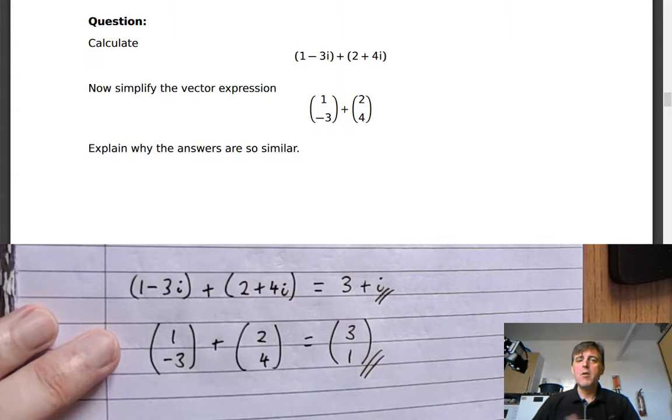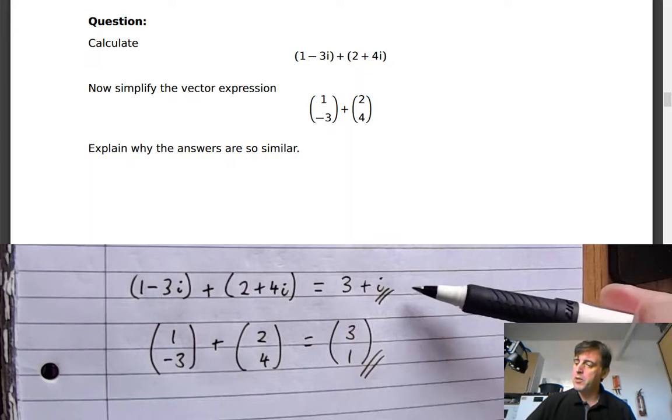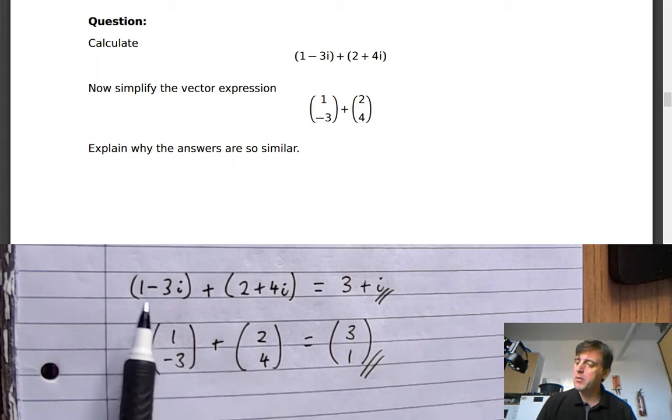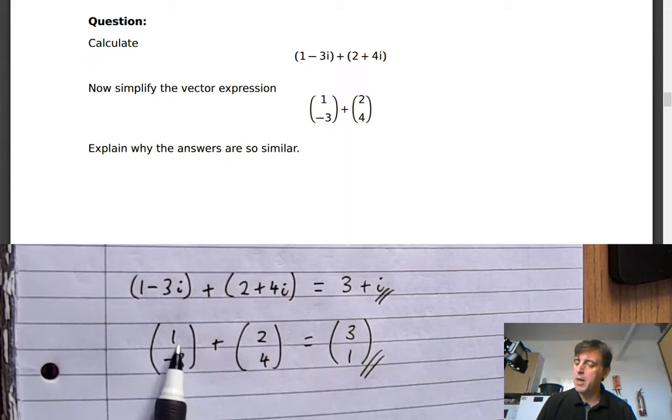So I asked, why are these answers so similar? Well, I'm sure you have noticed that the numbers we've got are basically the same numbers. For the complex number situation, we had two separate components to it, didn't we? We had the real parts and the imaginary parts. And in the vector situation, we had exactly the same sort of thing going on, two separate bits. We had this x component here and this y component here, if you like. So of course, we're going to get very, very similar looking answers here.